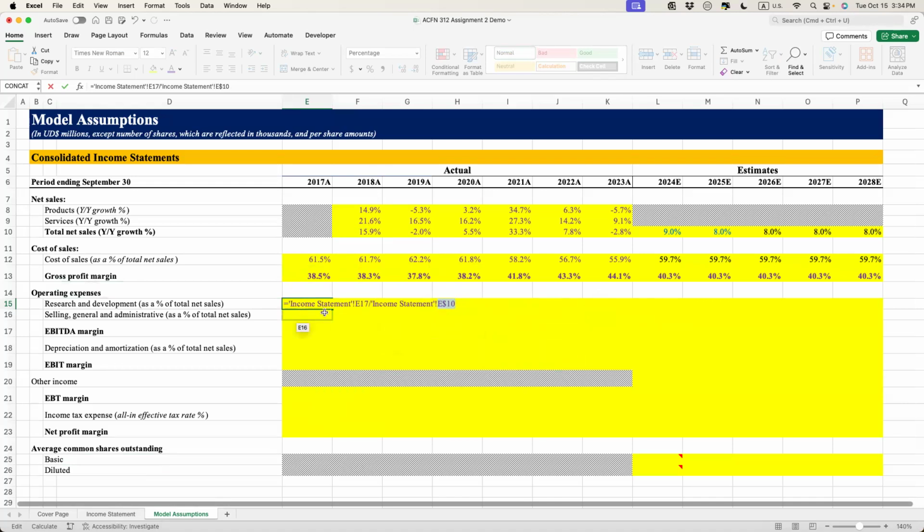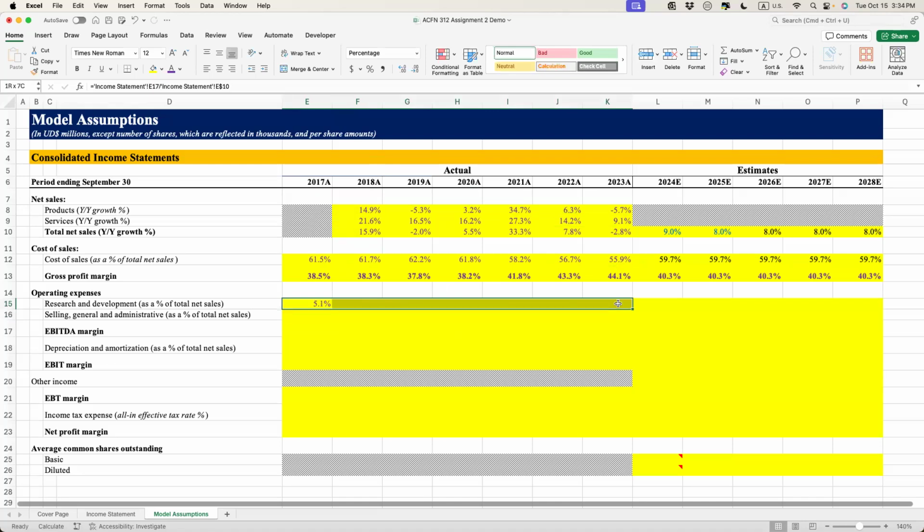That's not what we want. So we're going to anchor this one more time. Now we don't have a dollar sign in front of E, which means we will let the column change, but we will block this row, which is row 10. That's your net sales. This is exactly what we want. If we lock it this way, then we can basically just highlight this row all the way to 23, and also the next row, and we can fill right, fill down.